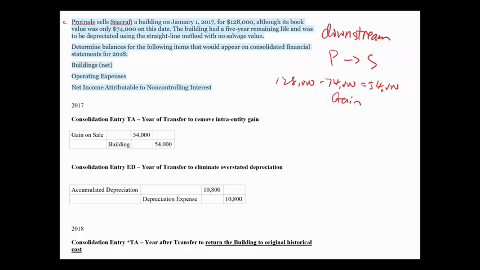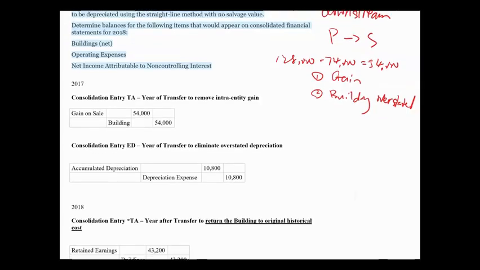So that's why we debit this gain. And second is about the buildings. Its book value is only 74,000, but after this transaction, it goes up from 74 to 108. So the building value is overstated. So we are going to credit buildings to reduce its amount to its actual book amount. That's why we debit the gain and credit building. Okay, so that's entry TA.